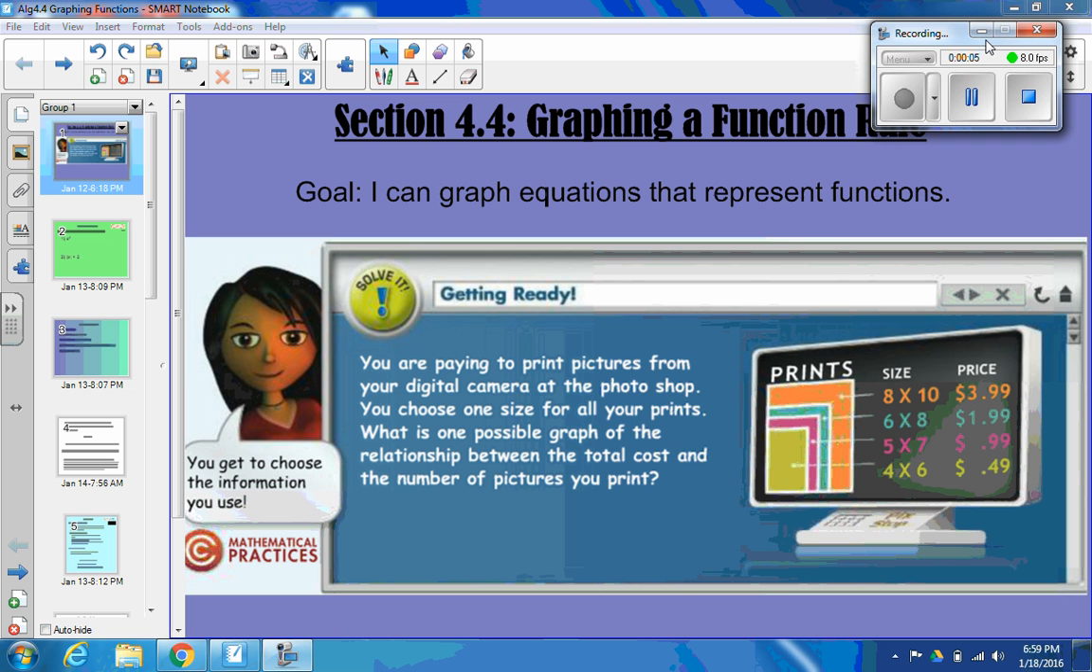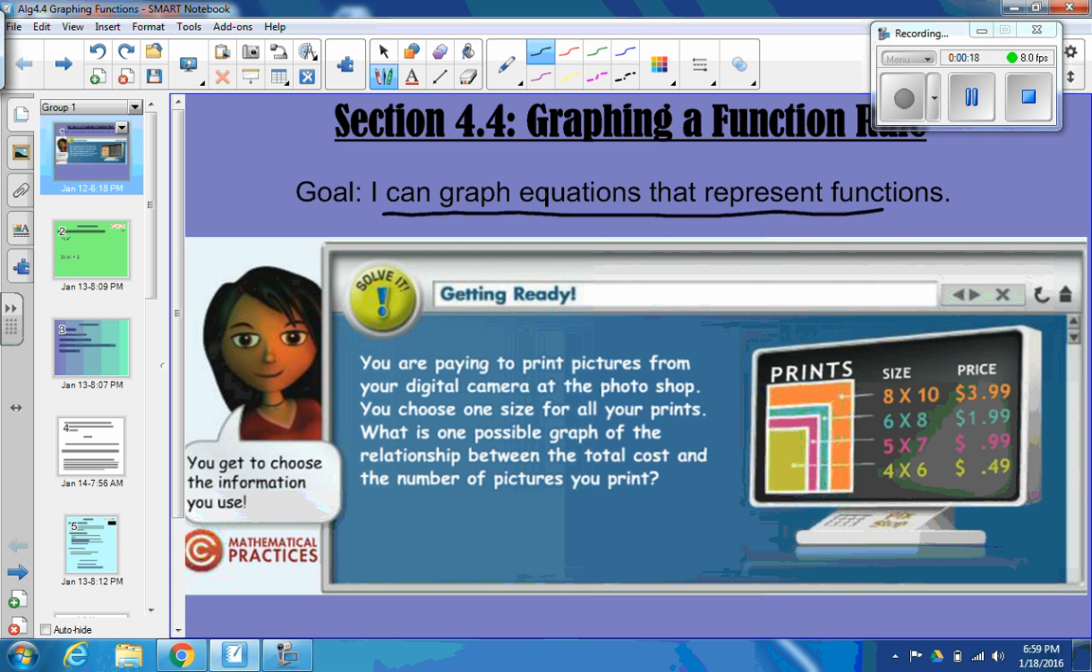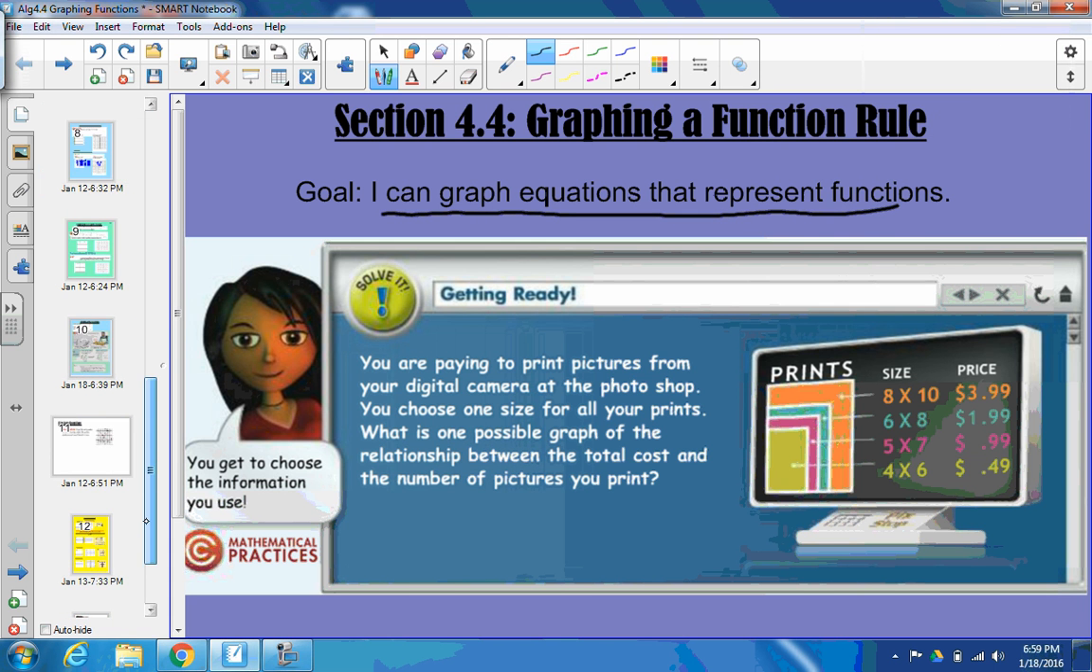So we're going to talk about just a second part of section 4.4, and this is going to be a quick one about continuous and discrete graphs. Since our goal here, I'll remind you, is to graph equations that represent functions, we're going to talk about a couple different types of graphs, and they are continuous and discrete.